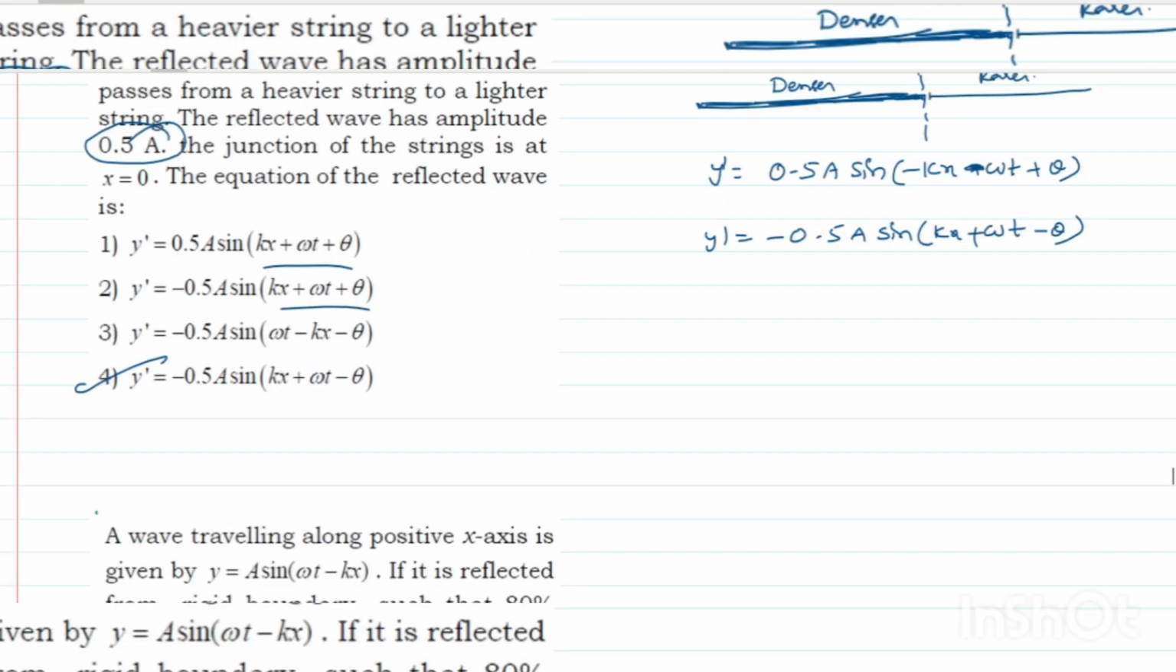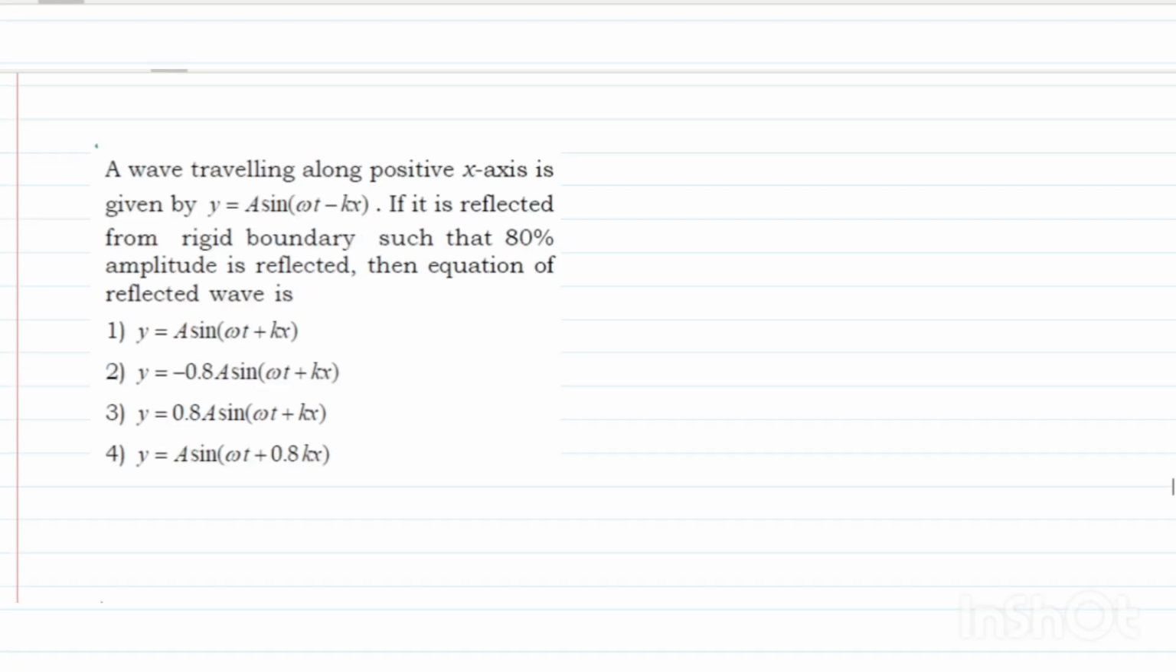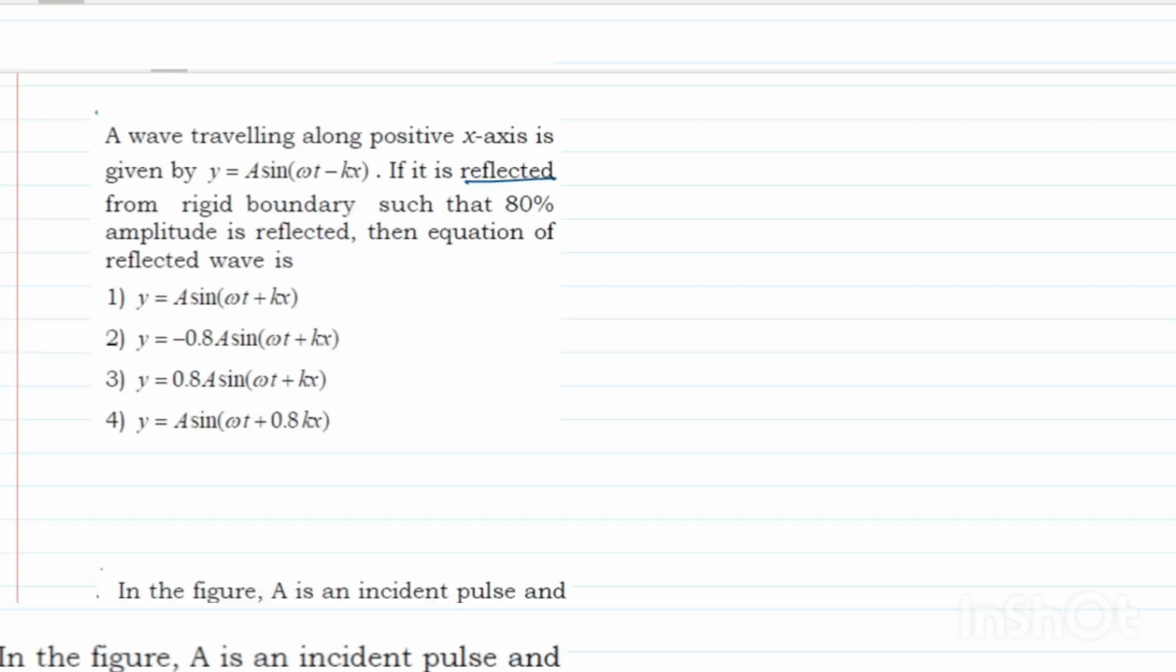Now let us see the next question, students. Here a wave traveling along the positive x-axis is given by y equal to a sin (omega t minus kx). If the reflected wave from the rigid boundary is such that 80% of the amplitude is reflected, so 80% reflected means here the amplitude of the reflection will be 80% of the initial a value, which is nothing but 0.8a. So here it is reflection from the denser boundary.